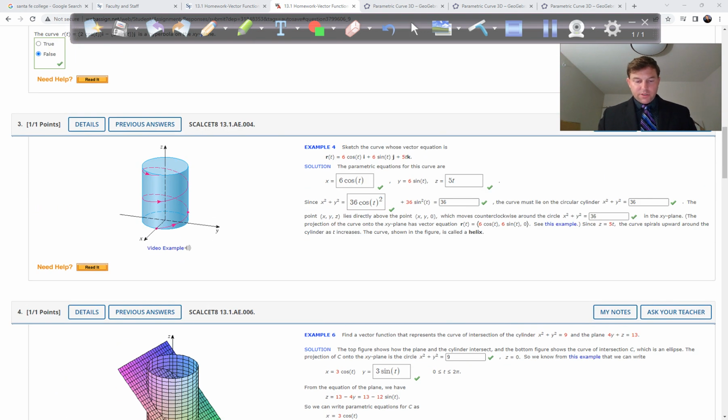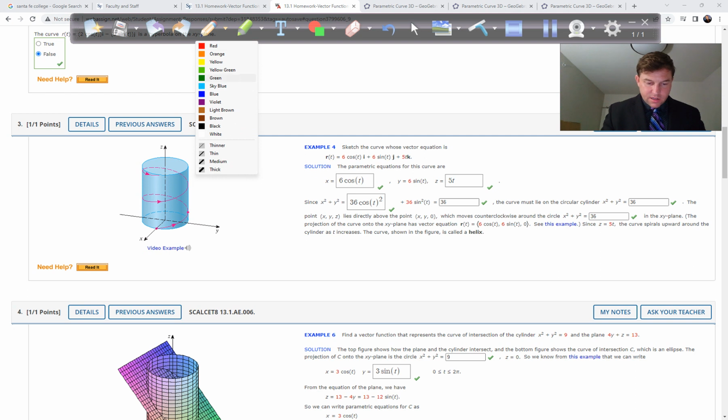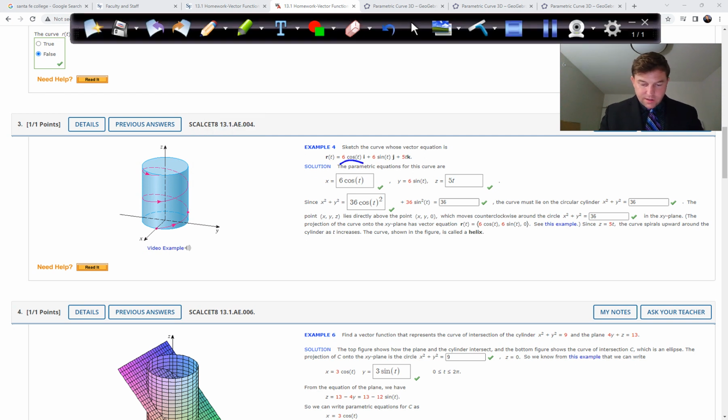Okay, so here's our spiral shape again, but we're going to explore it in more detail. So it says sketch the curve whose vector equation is 6 cosine t i plus 6 sine t j plus 5t k. So this is really similar to the first problem. Okay, first we're going to break it down into x, y, and z. So the x part of this equation is just the 6 cosine t. The thing in front of i is your x. The thing in front of the j term is your y. And then whatever's in front of your k term is the z term. So we have 6 cosine t, 6 sine t, and 5t.